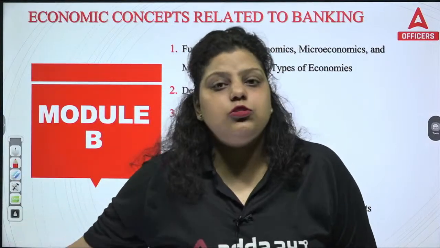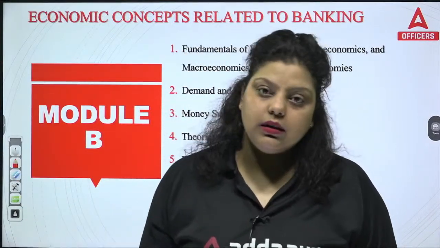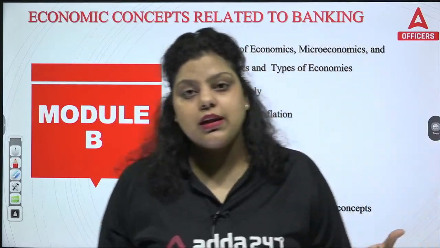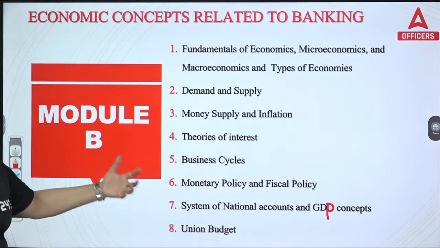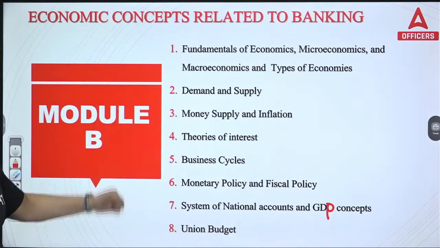After that, CSO was introduced, and now NSO is there, which calculates or estimates the national income for the country. And with that, we have to cover GDP, GNP, NDP, NNP, the different aggregates of national income.